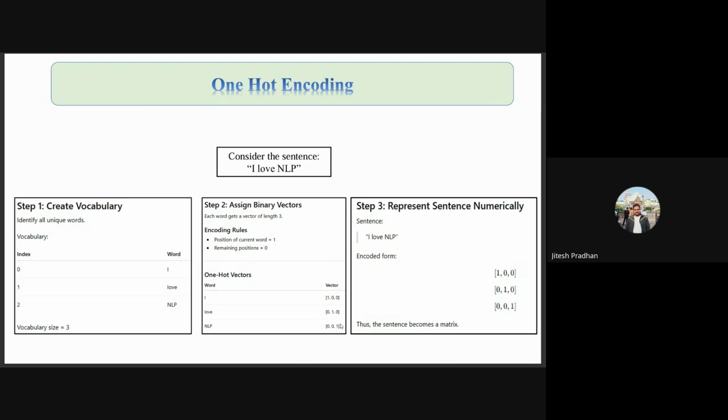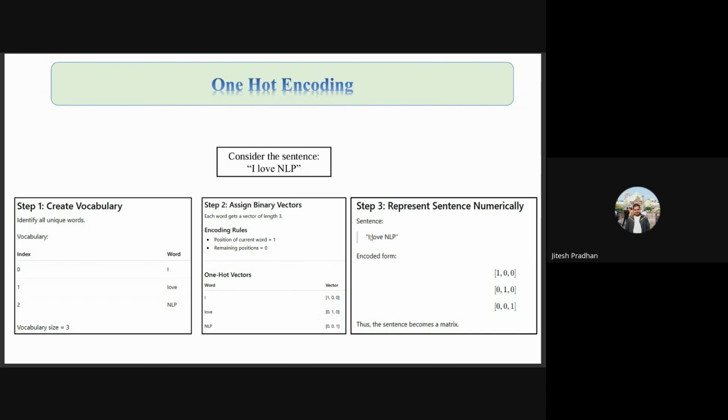So it is called one-hot encoding in the entire vector. It is a V-dimensional vector where V is the size of your vocabulary. If the size of the vocabulary is 100, then it will be a 100-dimensional vector. So it is 100 for I, 010 for love, and 001 for NLP. When we have to represent I love NLP, the encoded form will be 100 for I, 010 for love, and 001 for NLP.